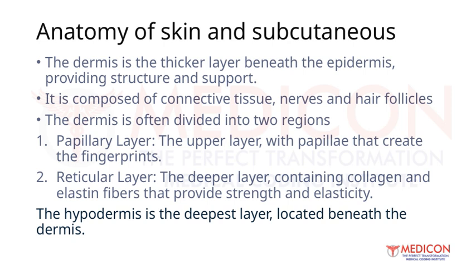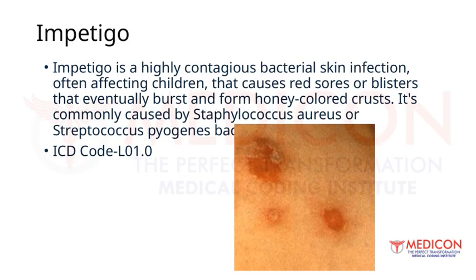Today, I want to talk about impetigo, which is a highly contagious bacterial skin infection. It's especially common among children, though anyone can get it. The main signs to look out for are red sores or blisters that tend to burst open, and once they do, they form characteristic honey-colored crusts on the skin. These crusts are a key indicator of impetigo.